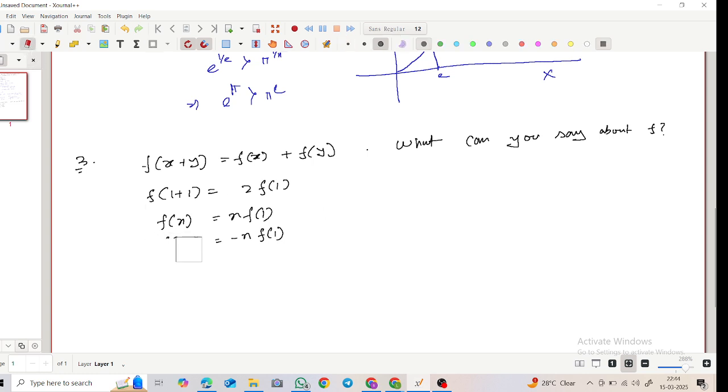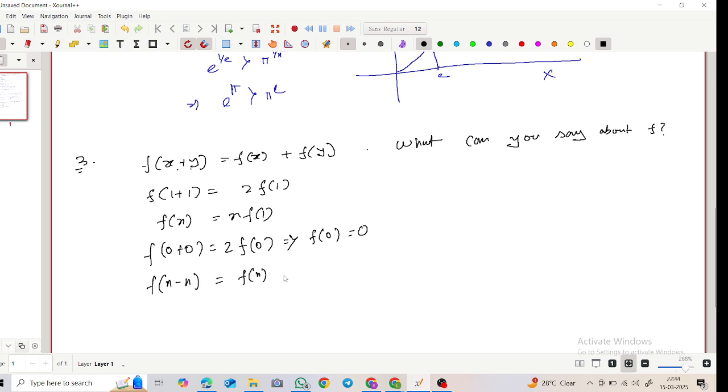Okay, if you want me to do that, then we can do that. So there you see f of 0 plus 0 is twice f0, so you guess f0 is 0. Okay, now you get f of n minus n, which is f of n plus f of minus n. Then you get this is 0, so you get f of minus n is minus f of n.